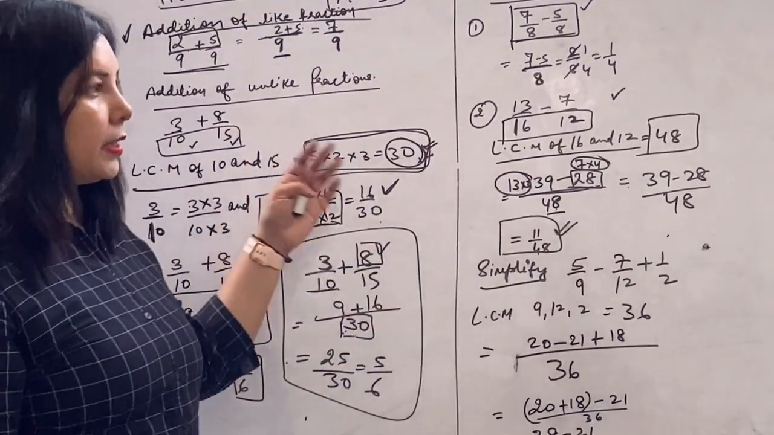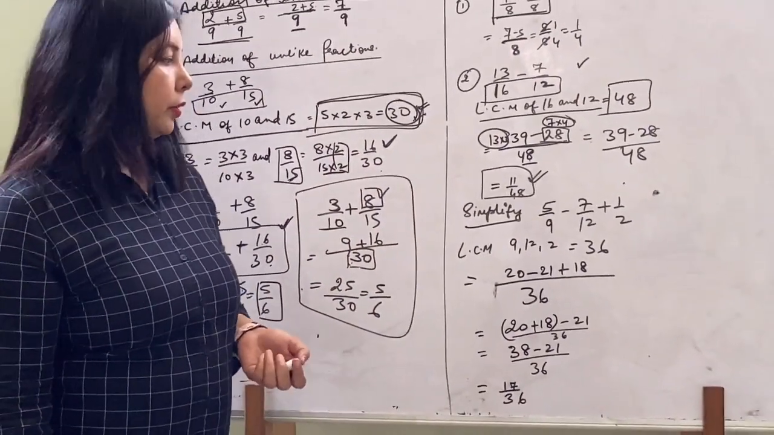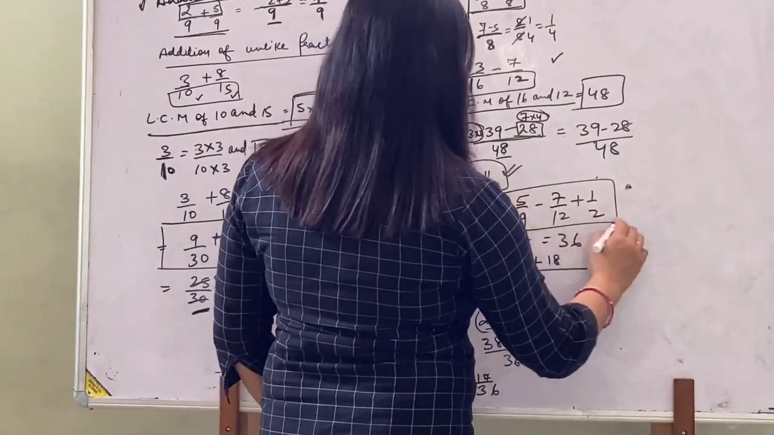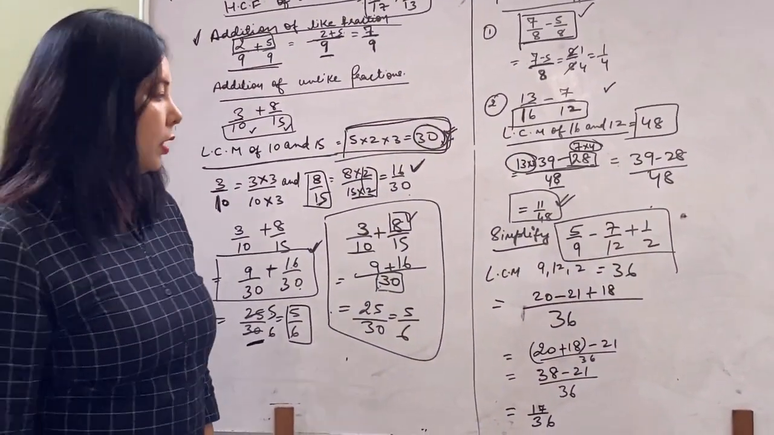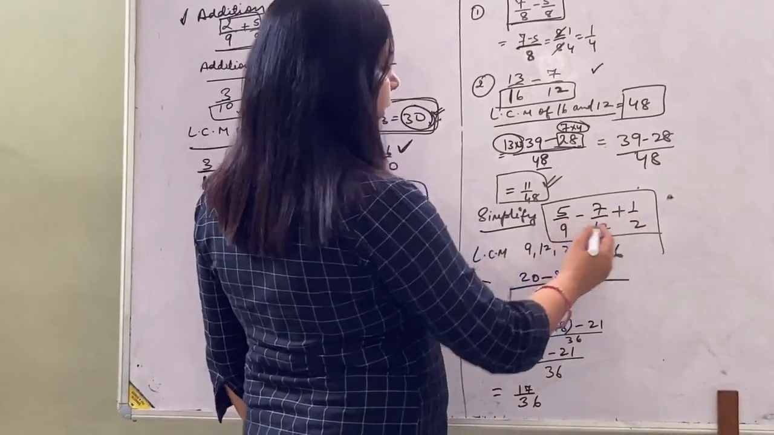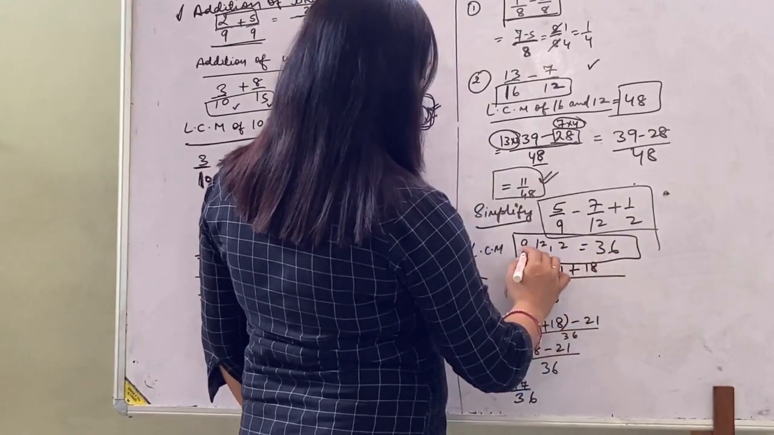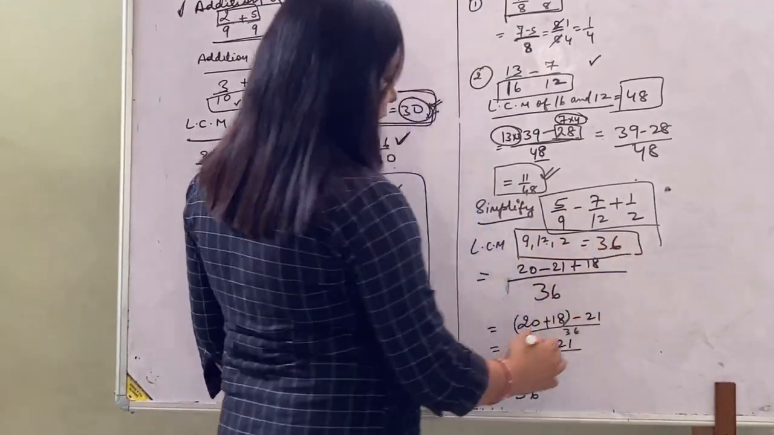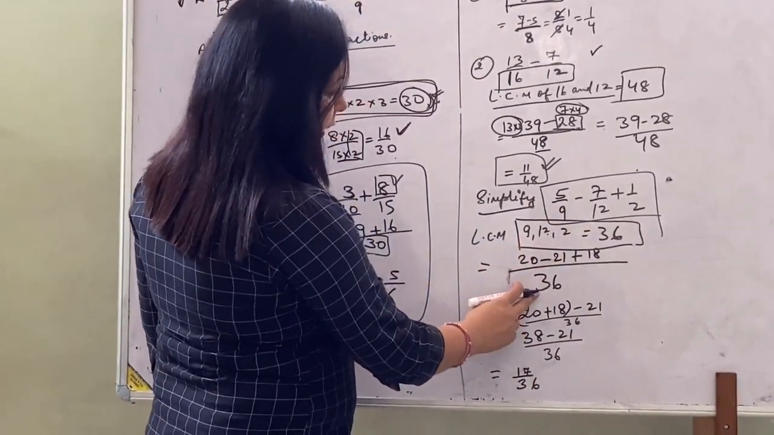So this is very simple, to do addition and subtraction of like and unlike fractions. Now we'll do the simplification. In order to do simplification, we have to keep BODMAS in our mind. So here all the fractions are unlike. So we'll take out the LCM of 9, 12 and 2. The LCM is going to be 36. So we will write this LCM as the denominator.